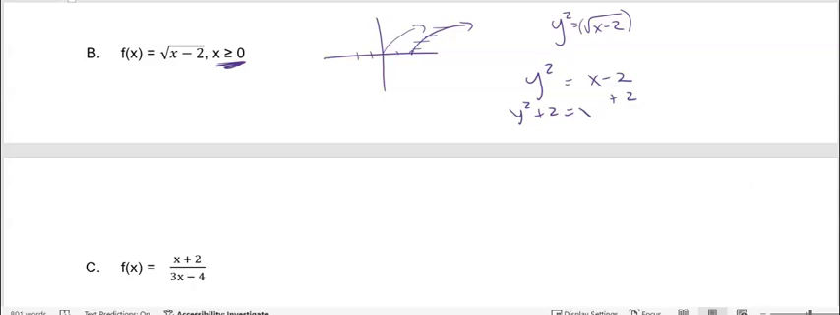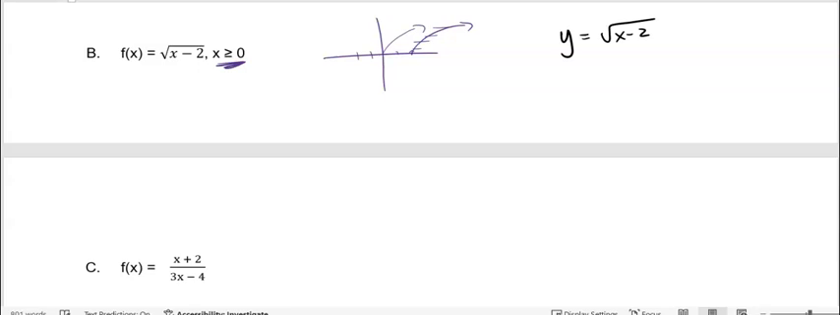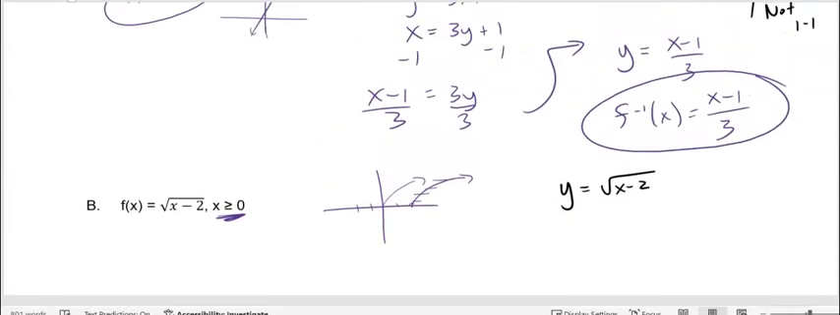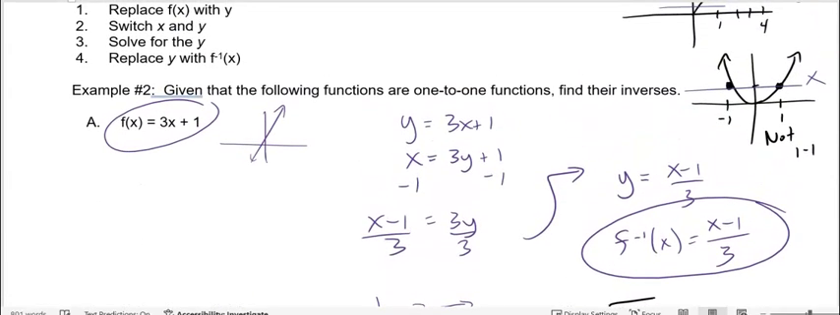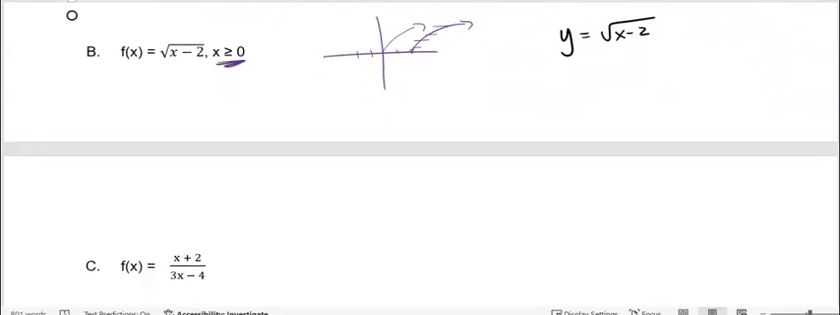Oh, whoops. Try that again. I'm trying to solve for y. Oh, I missed the major step. Try that one again. You guys caught what I did wrong, right? y equals square root x minus 2. Step 2, switch x and y. I forgot to do that. Switch x and y. So I say x equals square root y minus 2.